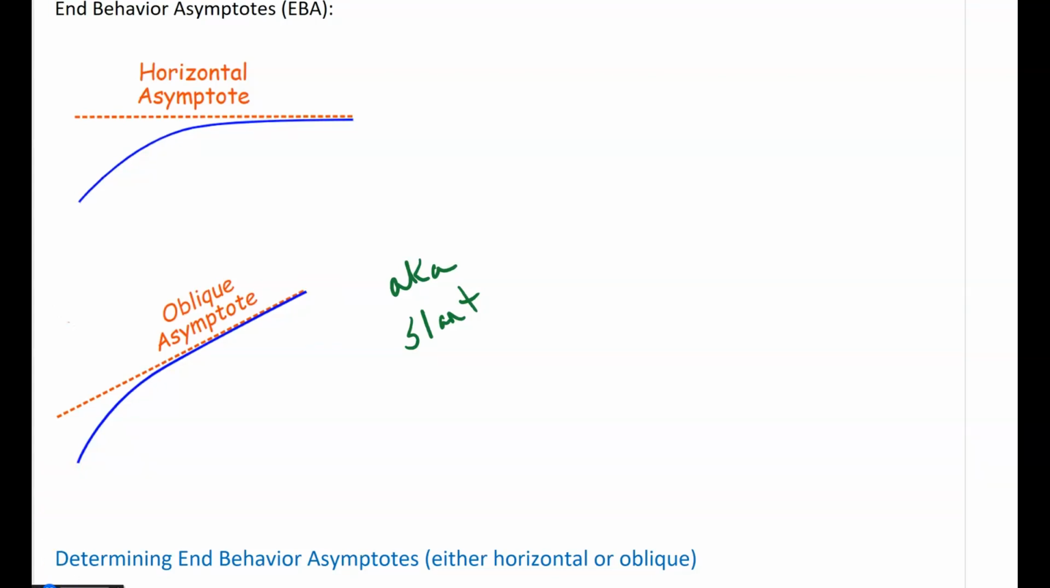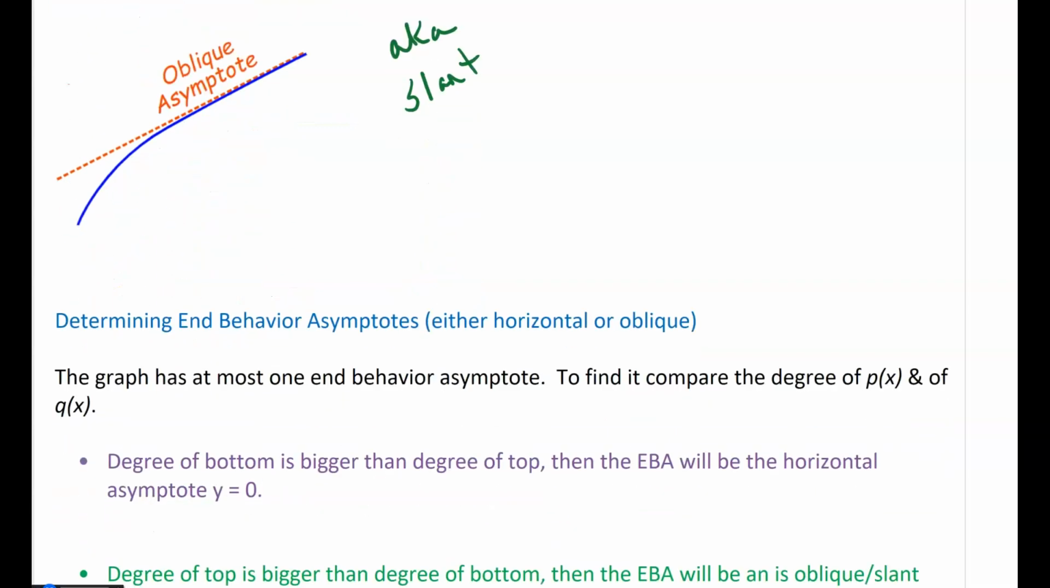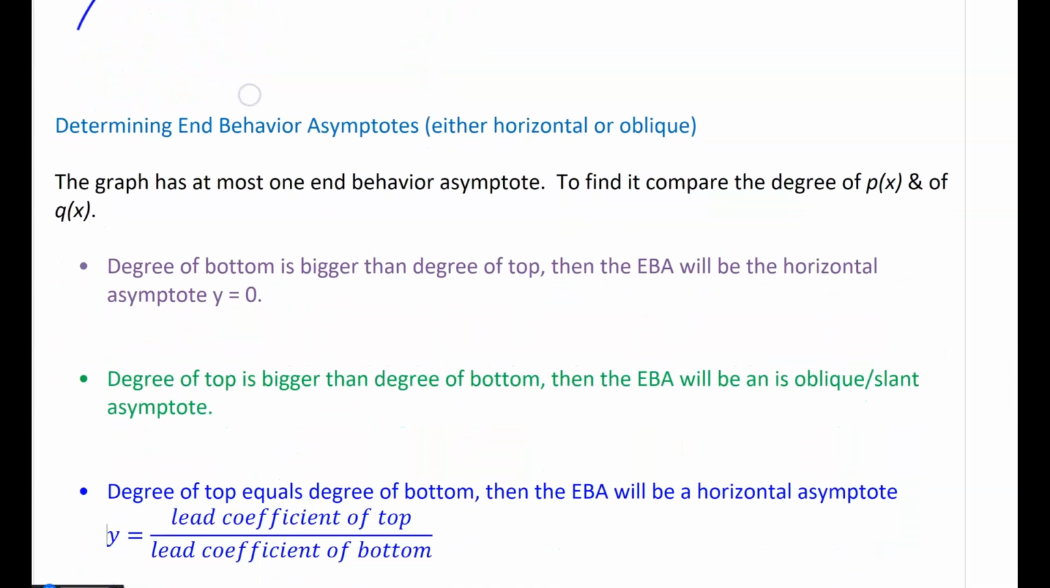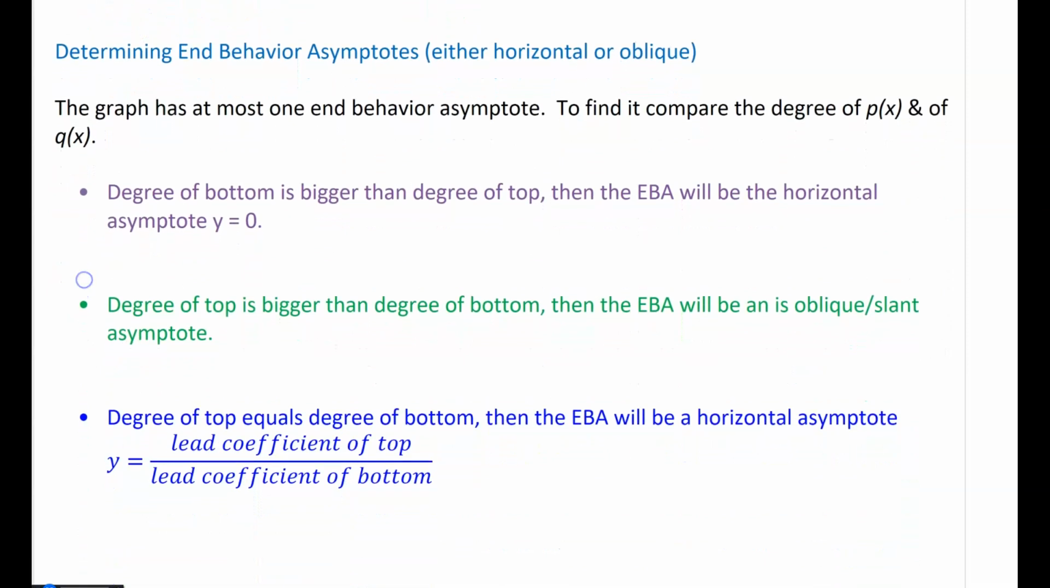So, more information about our end behavior asymptotes. Again, the end behavior asymptotes are either horizontal or oblique. The graph will have at most one end behavior asymptote, and in order to determine what kind of end behavior asymptote we have, we are going to compare the degrees of the numerator and the denominator.